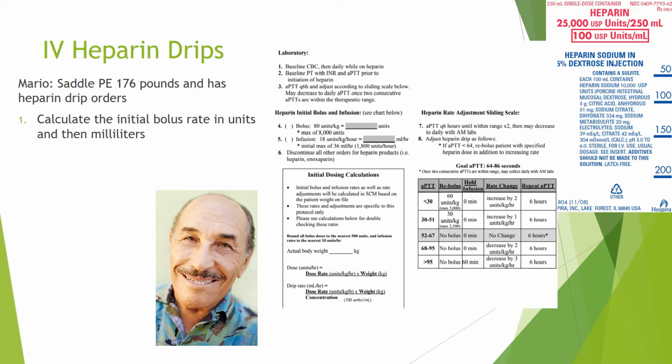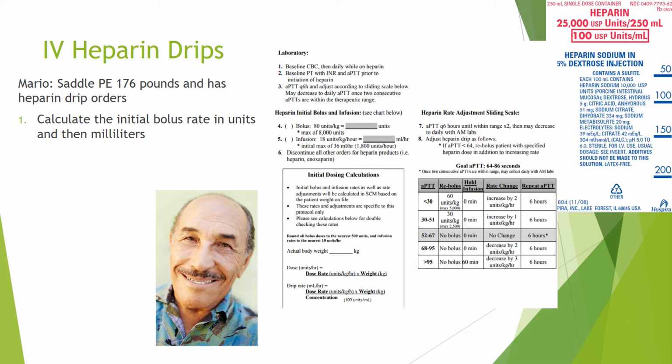Pause the presentation and calculate how much the initial bolus should be. You'll first get a number in units, and then using the heparin bag label on the right, calculate how many milliliters that bolus will be. Pause the presentation and calculate your answer.